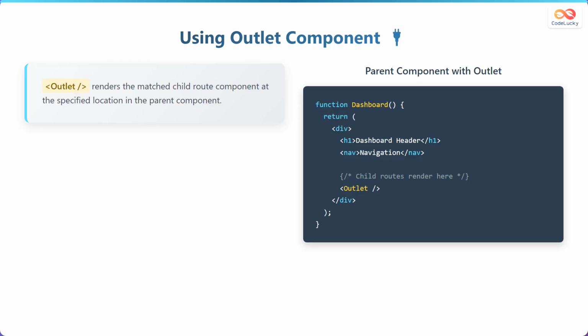The Outlet component is used to render the matching child route component at the specified location in the parent component. In this example, within the Dashboard component, you have a heading and navigation section, and then the Outlet component. The child routes, such as profile or settings, will be rendered where the Outlet component is placed. It is important to understand that Outlet acts as a placeholder for child routes.